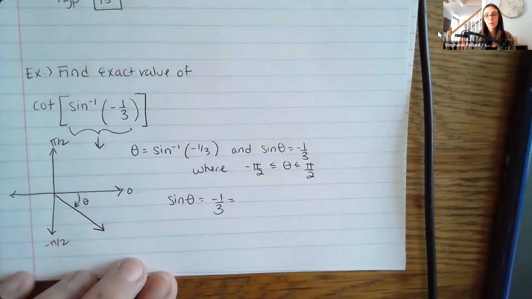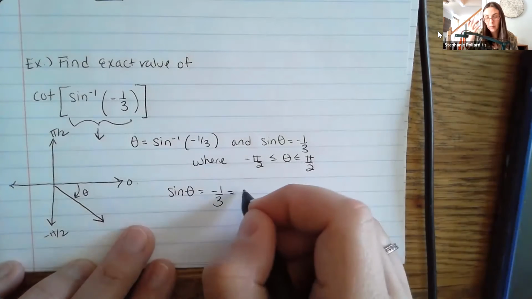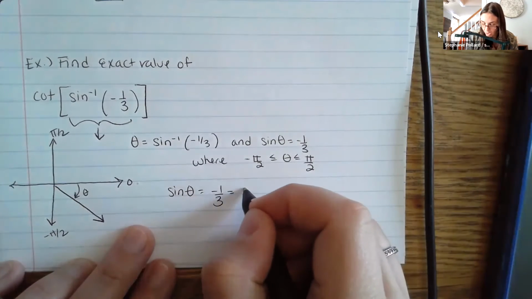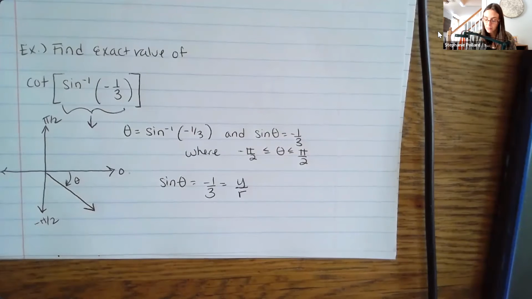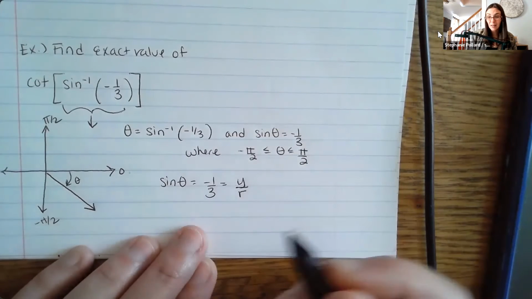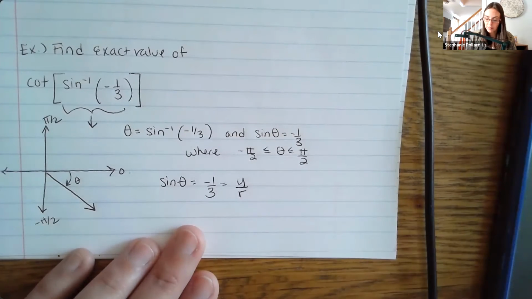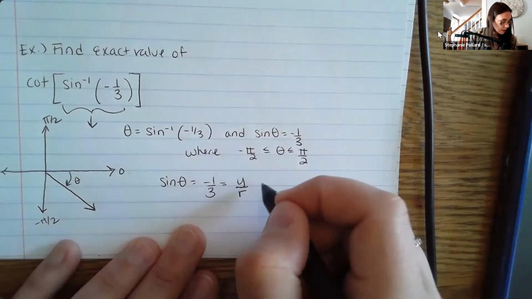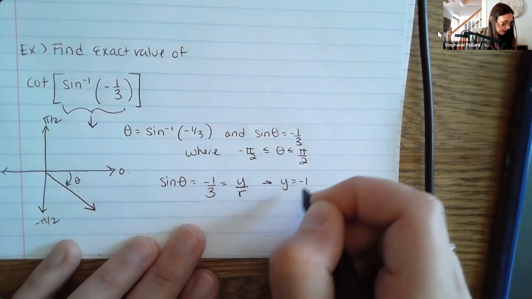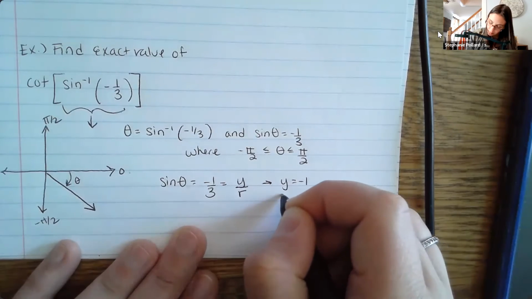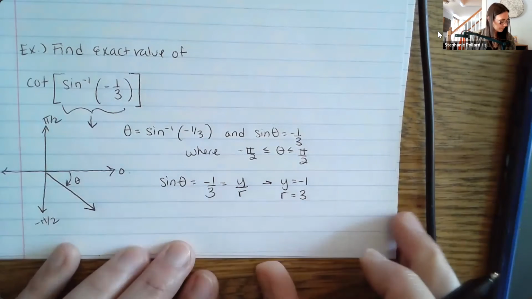If I think about this in terms of triangles, well, again, sine relates to the y, so that would be the y over the radius if I'm going to draw a triangle. Now, your radius cannot be negative, right? So it must be that, again, the y value is negative. So what I'm noticing here is that my y value is -1 then, and my radius must be 3.